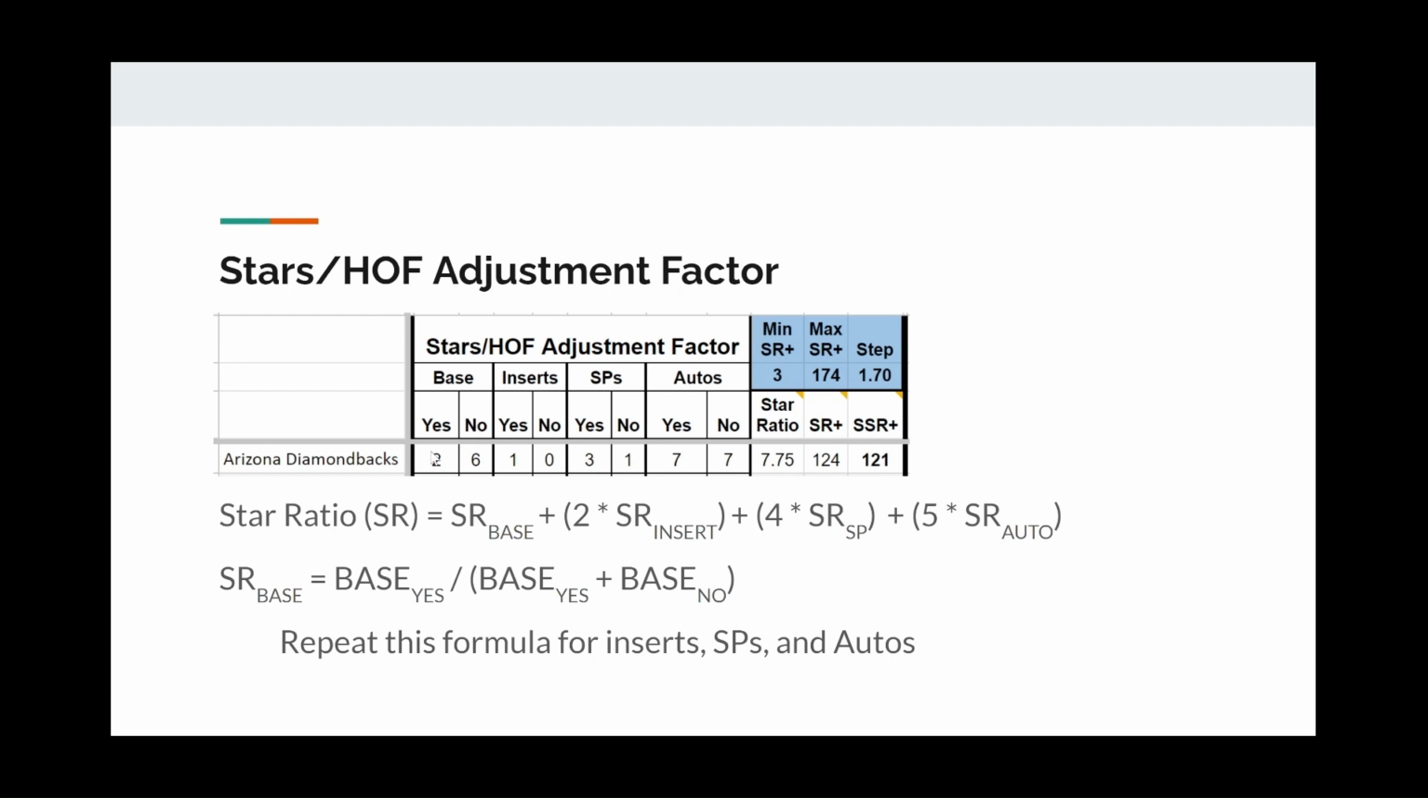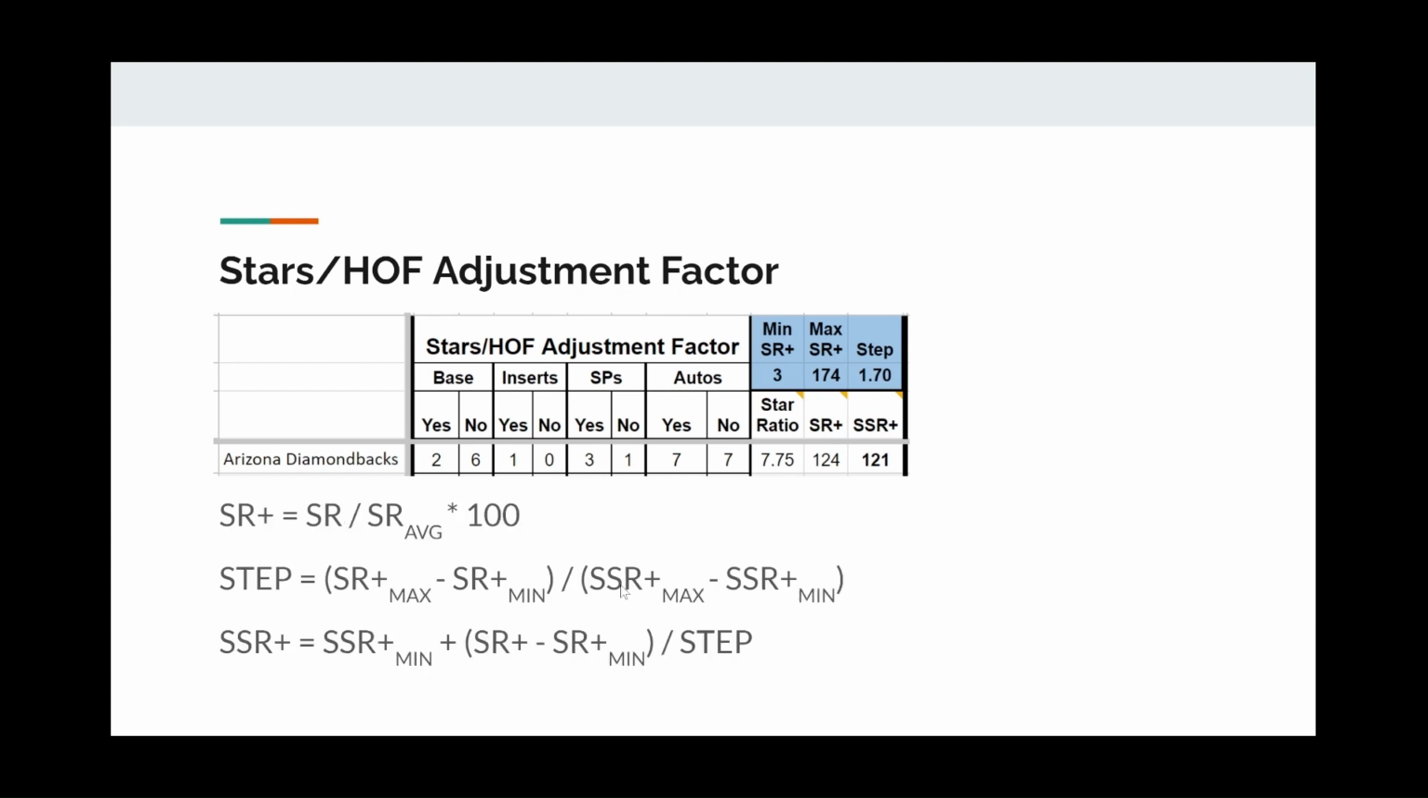It's up to you to determine who's a star versus a Hall of Famer versus who isn't. So I use my best judgment, decide that for each team, and then count them all up for each one. So to calculate the star ratio, it's basically the base yes number divided by the total of everything. And then you just repeat the formula across everything else.